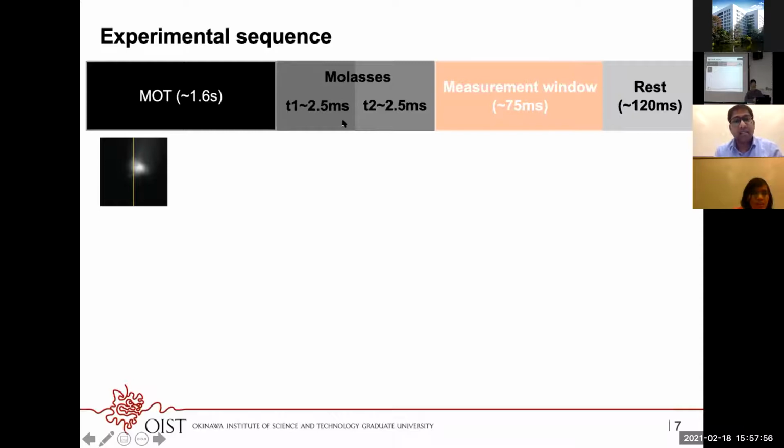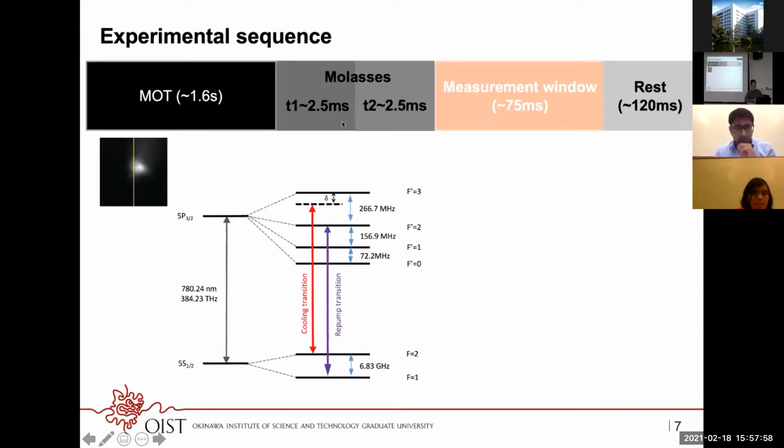And then in the next step, the molasses phase, remember the transition scheme. In the case of rubidium 87, we have a cooling transition F=2 to F'=3. The cooling beam is kept a little bit red detuned in order for the laser cooling to work.